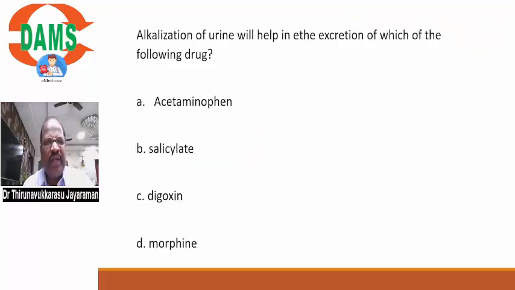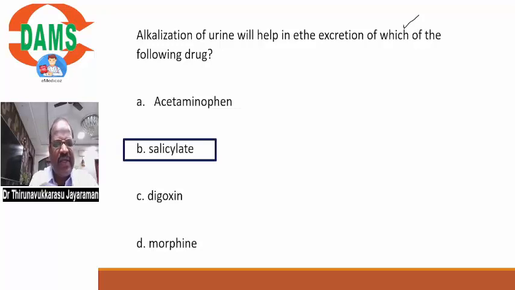The same type of question was asked in another session. Alkalization of urine will help in excretion of which of the following drugs? Options given are acetaminophen, salicylate, digoxin, morphine. That is why I discussed salicylate, acetylsalicylic acid: for excretion of acidic drugs through urine, we do urine alkalization. This is the concept.